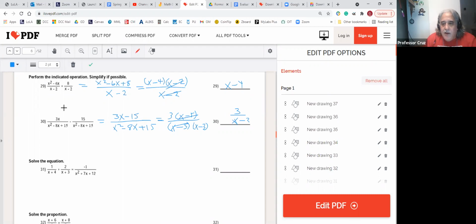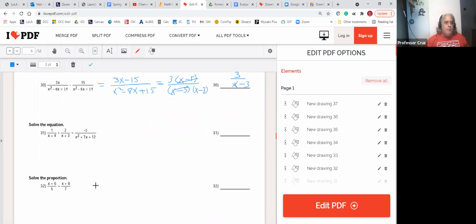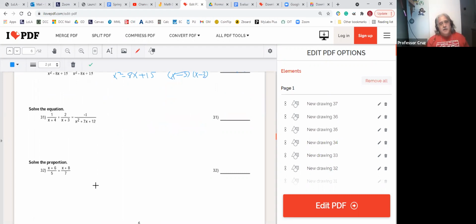Now, one thing I'm noticing, they don't have one that's got a different denominator, but this right here will pretty much show you that process when you're dealing with an equation. And I'm going to do it the short way.